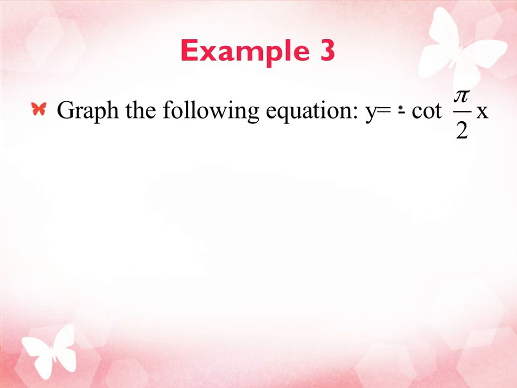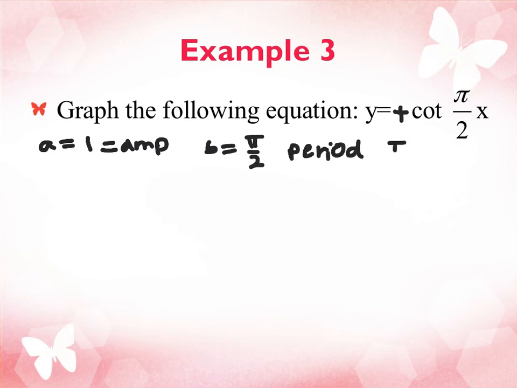So again, I don't know why I do this. Make it positive. I think it's super confusing to start negative. So y equals cotangent of pi over 2x. What's the amplitude? The A is 1, so that's your amplitude. So that quarter point and that 3/4 point are just going to -1 and +1. What's the B? Pi over 2. So the period is pi over pi over 2. Keep, change, flip. And my period is 2.